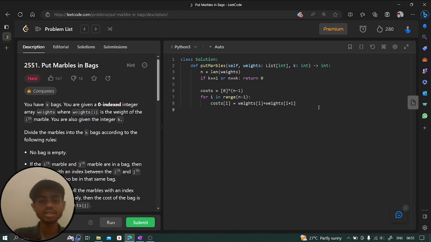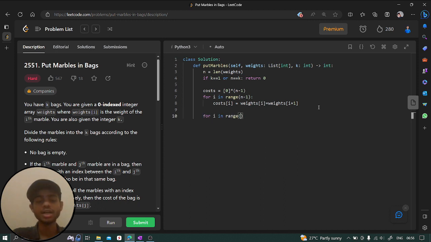Fine. Now once this is done, we are going to say for i in range of k minus 1, because as I have already shown you, if k is equal to 3, then we have to draw a line just 2 times. But before that, the same mistake again, we are going to say post dot sort. Once sorted, we take the first k minus 1 from the left side and the last k minus 1, and then we subtract maximum minus minimum.